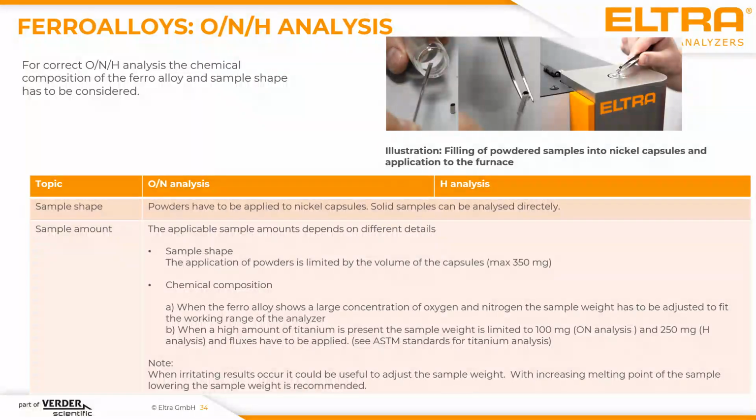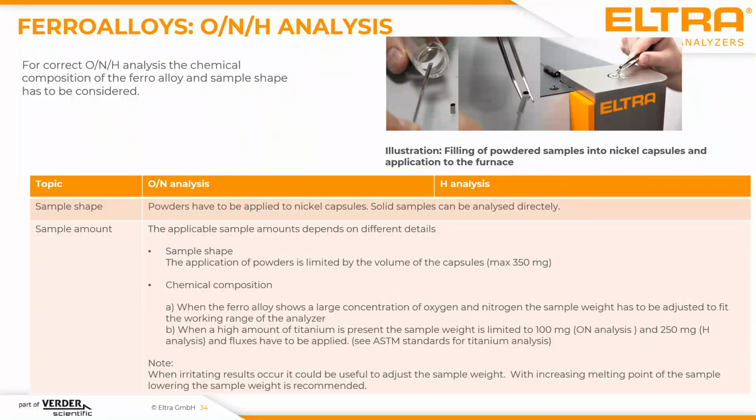The thing which is also important is the content of titanium. When you have a very high titanium content, for example, 50% and more, then you have to make sure that you do not use, I would say, a steel application. You have to make sure that you use the titanium application. And for titanium samples, the applicable sample amount is limited to 100 milligram for oxygen and nitrogen, and for 250 milligram for hydrogen analysis.